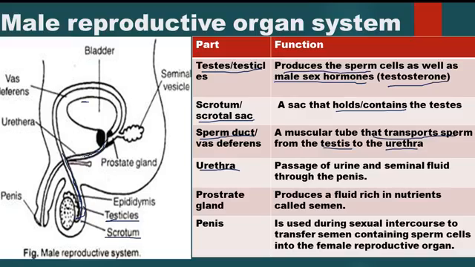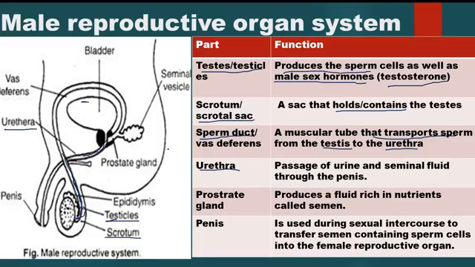Now, the urethra has got two functions. The first function of the urethra is in excretion, which is it allows for the passage of urine. And please mark the spelling of urethra, very important. It allows for the passage of urine from the bladder towards outside of the body.